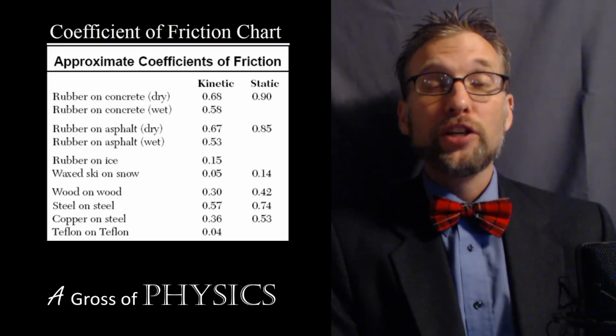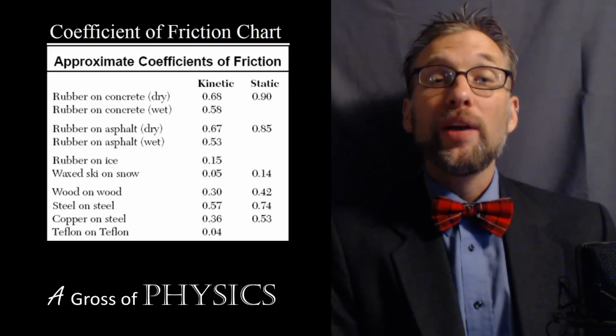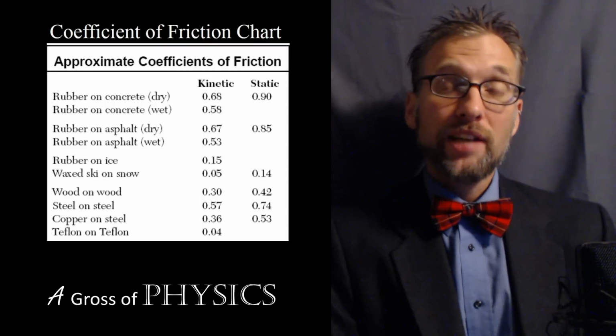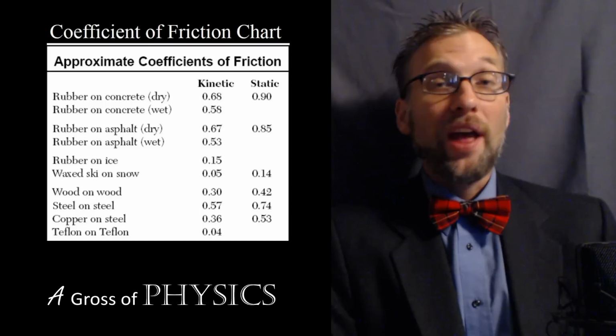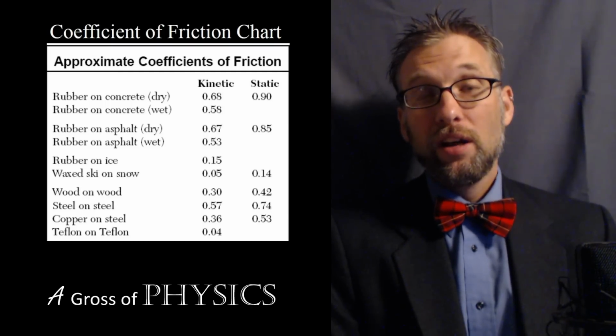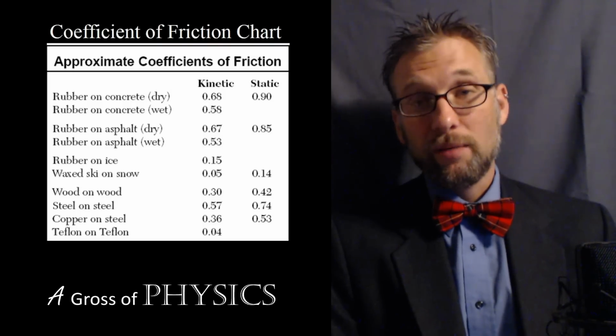Now, the coefficient of friction cannot be changed between two surfaces in a problem. The only way you can do that is by actually changing the surface combination itself. For example, if we have wax skis on snow and all of a sudden we don't have wax on the skis, that would be a way to change the coefficient. We're not going to change the coefficient by adding mass or decreasing mass.